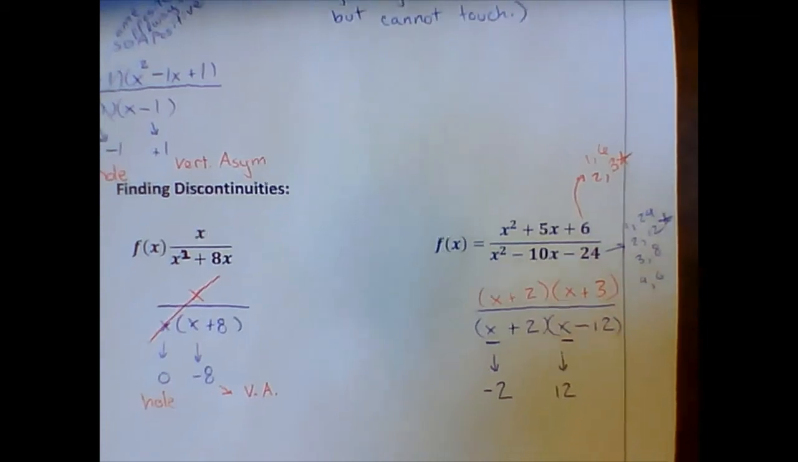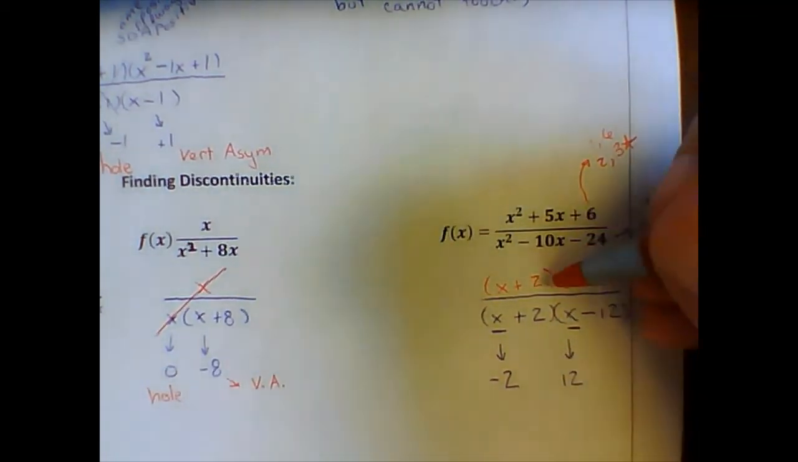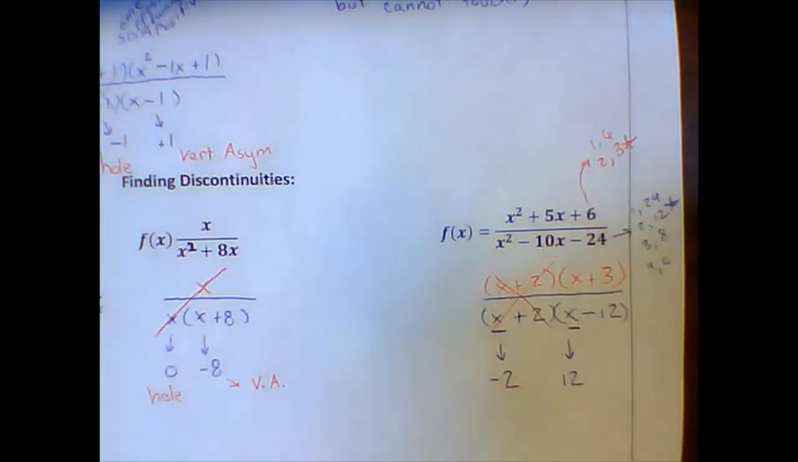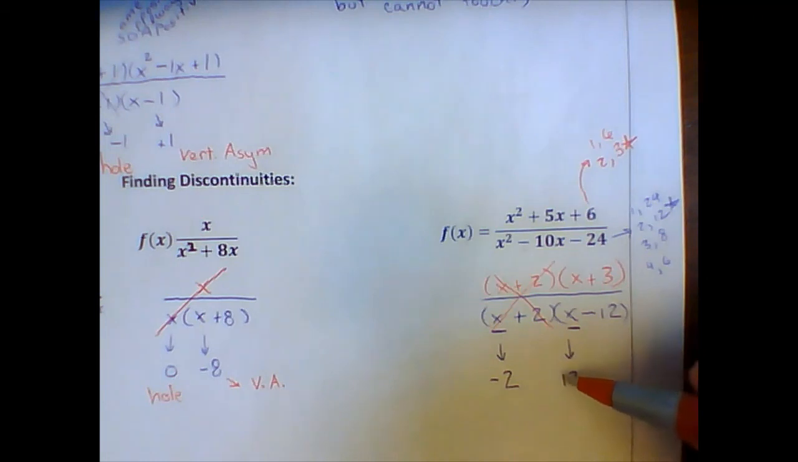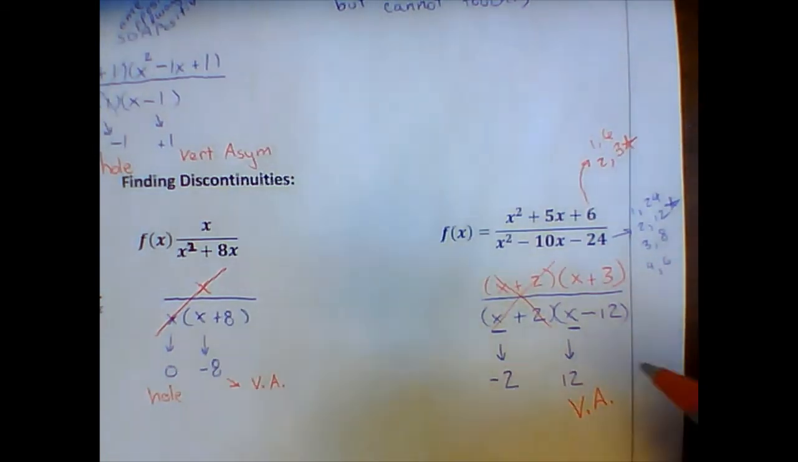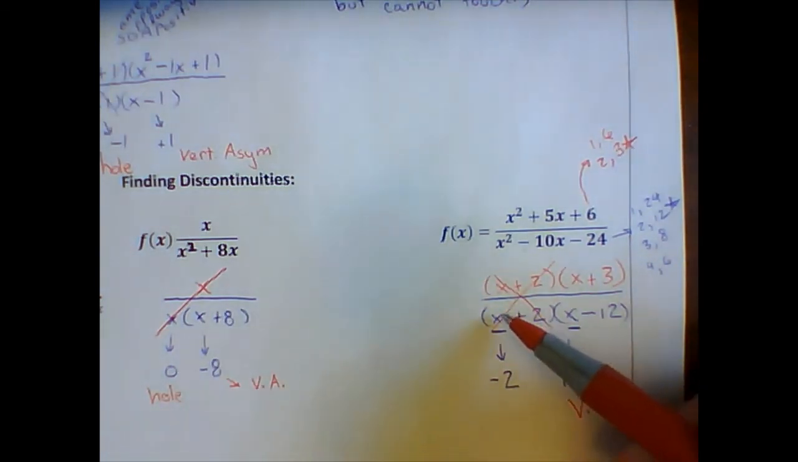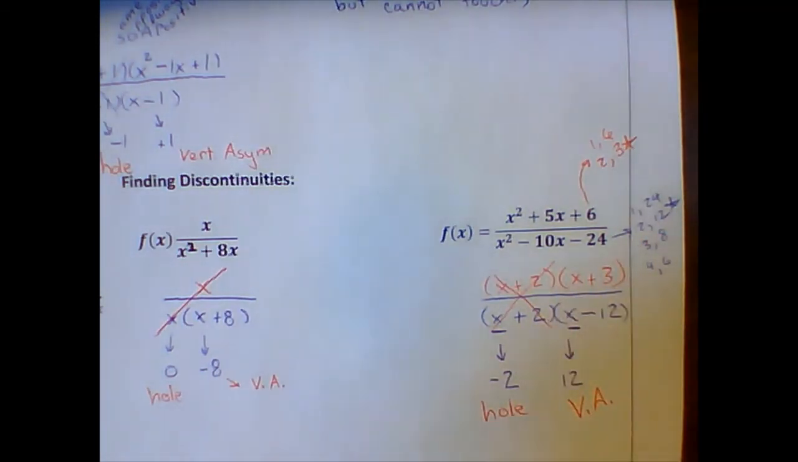Okay, all the excluded values have come from the bottom. What the top does is it tells us what kind of excluded value they are. Are they a hole? Are they a vertical asymptote? Okay, the x plus 2 group canceled, but this 12 did not. That's a vertical asymptote. You cannot get rid of it. But a hole, you can fill in a hole. You can remove a hole. Okay, that's the thing Desmos falls into. So that, the negative 2, that's the hole.